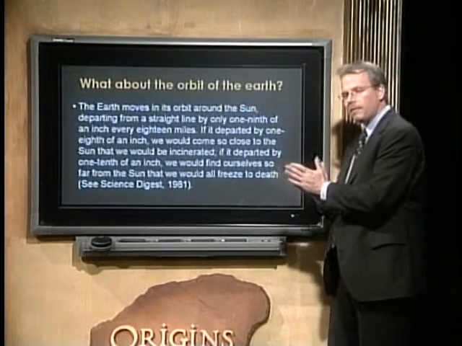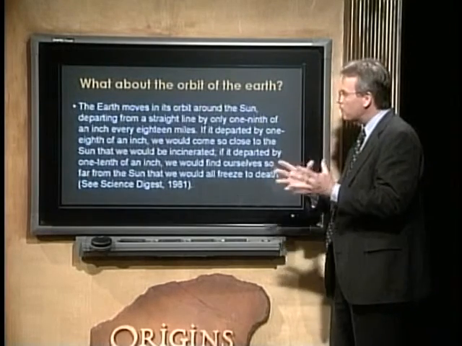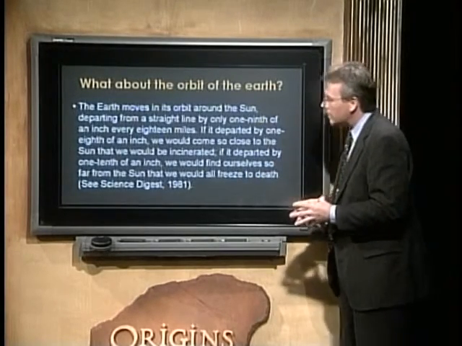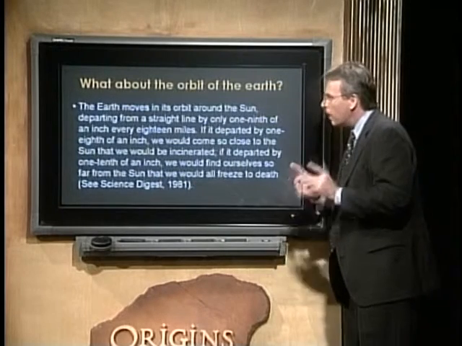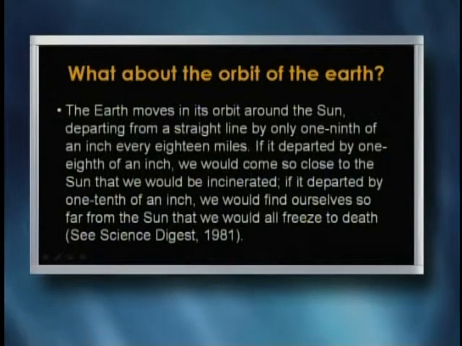Now, to me, if the viewers don't fully wrap their hands around this one, it is mind-boggling. It was printed in Science Digest back in 1981, where they showed that the Earth moves in its orbit around the sun, departing from a straight line only 1/9 of an inch every 18 miles. If it departed by 1/8 of an inch, we'd come so close to the sun that we'd be incinerated. If it departed by 1/10 of an inch, we'd find ourselves so far from the sun that we would freeze to death. That's amazing when you think of it.